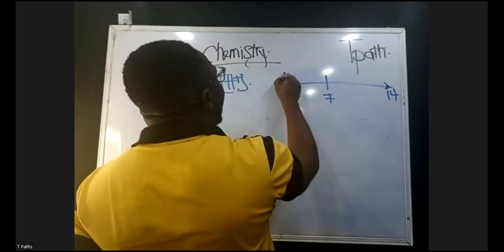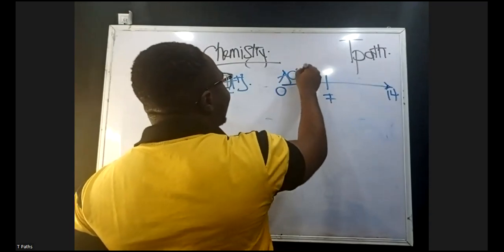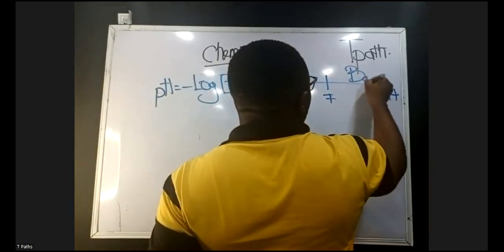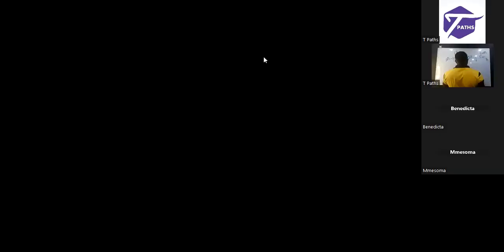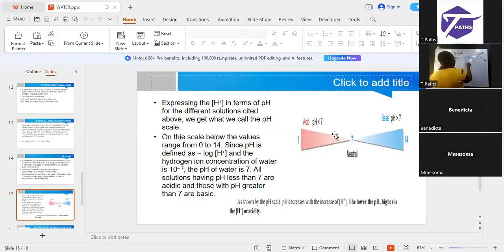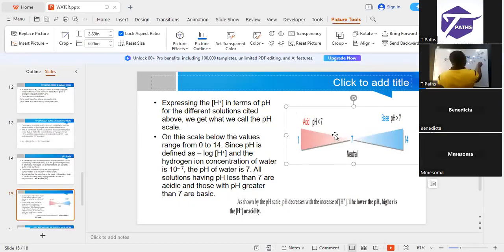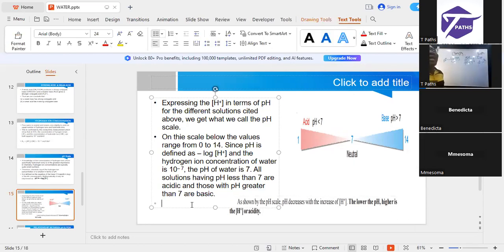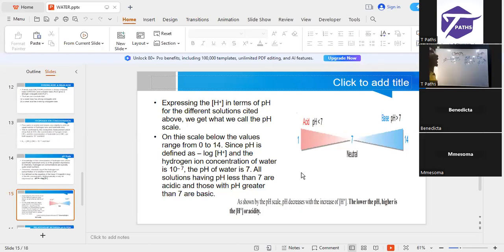You can see clearly from here this is called the acid level, the base. This is called the acid. So acid pH is less than 7. When we have pH less than 7, we call that acidic in nature. pH greater than 7, that is called what? Base. But if the pH is 7, that is called neutral.